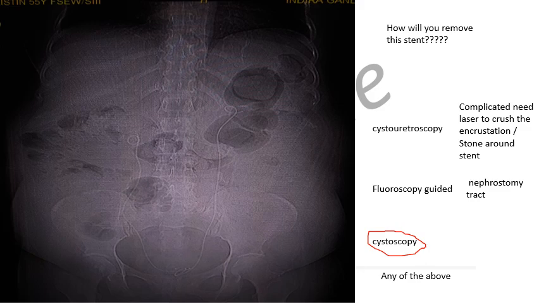Any of the above? No. You have a specific modality of removing them. You cannot have a one size fits all and use whatever way you want to practice medicine.